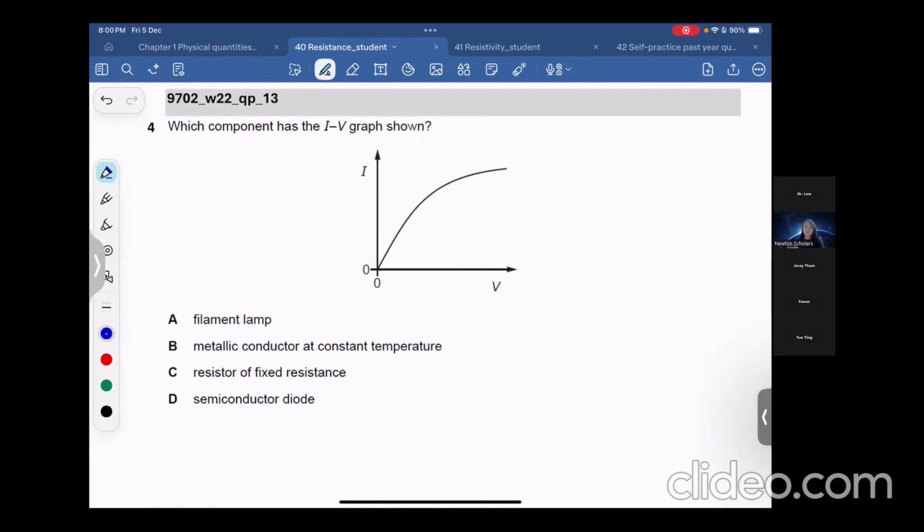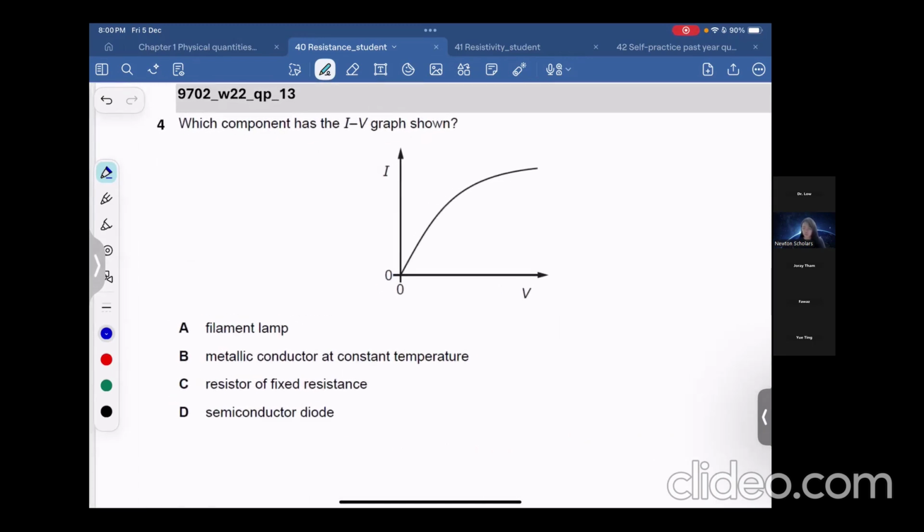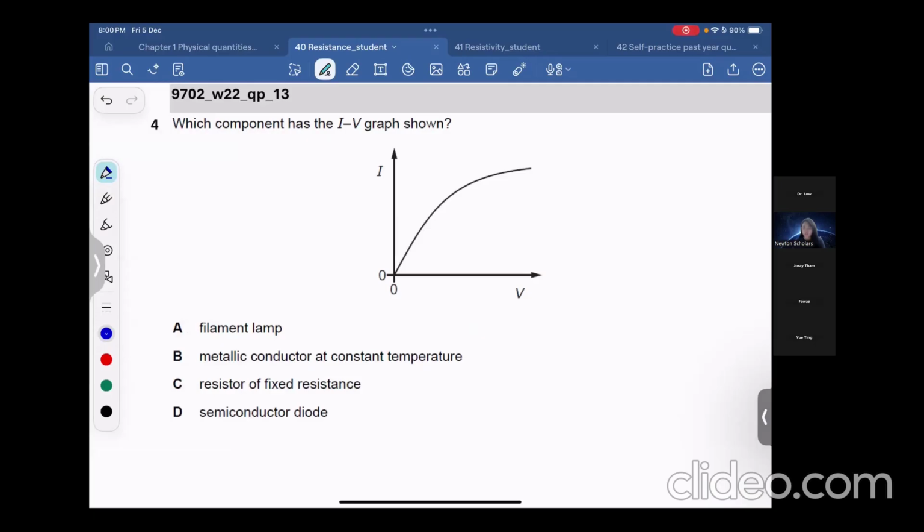Okay, do not refer to the notes from just now. Can you, using your understanding, try to answer what this is? Is this a filament lamp, conductor, resistor, or a diode? What is your answer?